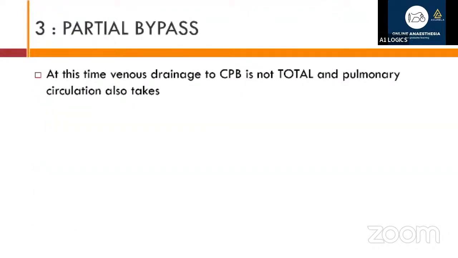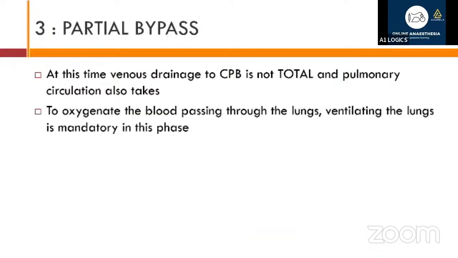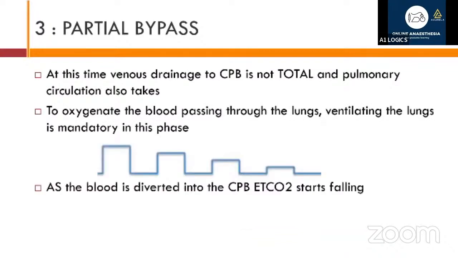So at this time, this is only a partial bypass. Remember, the blood is draining out through the cannulae, going to the CPB and coming back through the arterial end. But at the same time, the right ventricle is also ejecting to the pulmonary circulation. So you have to ventilate the lungs at this phase. This is called the partial bypass, when the heart is ejecting into the lungs also.